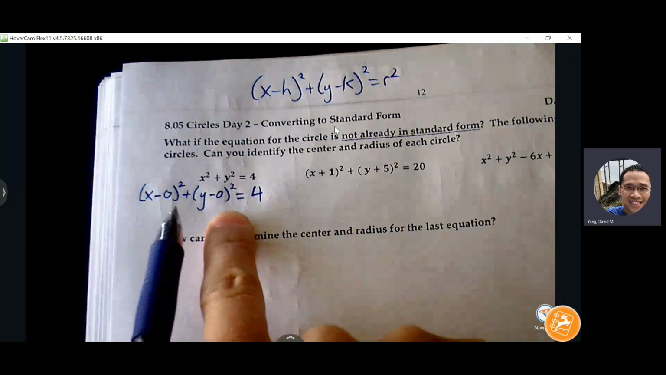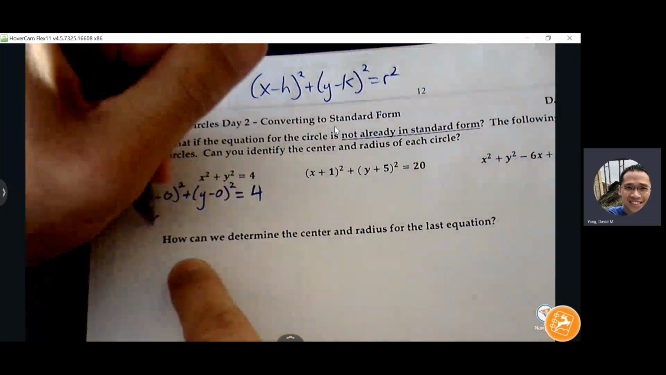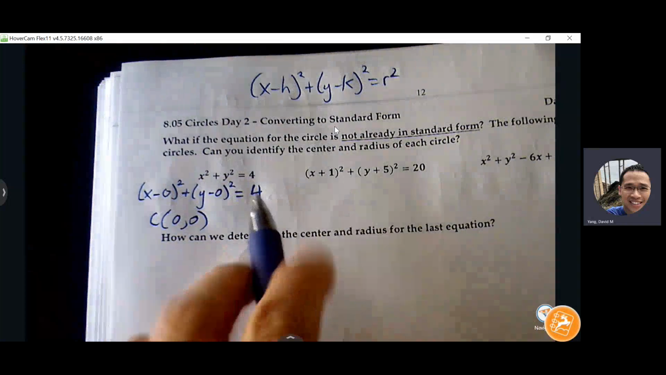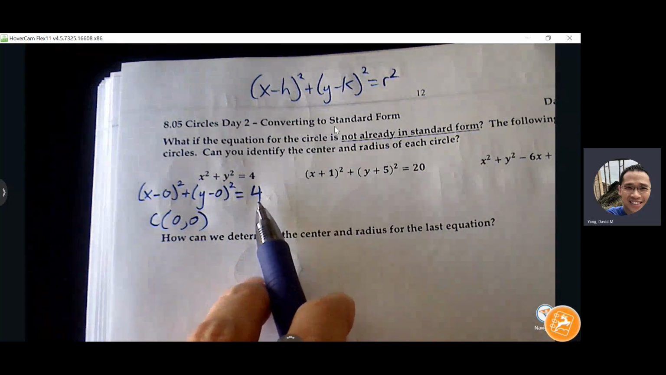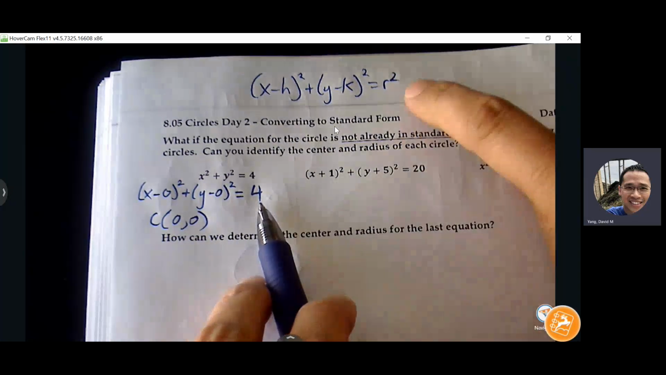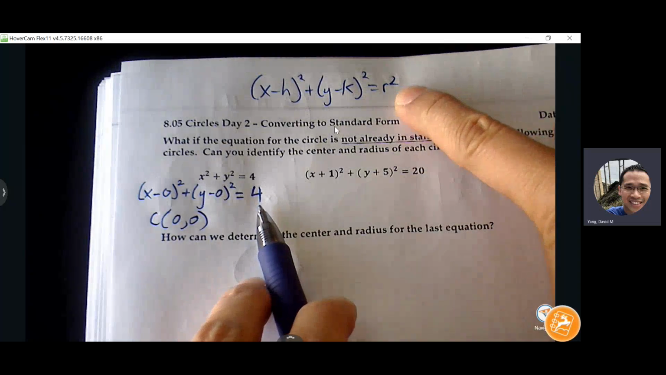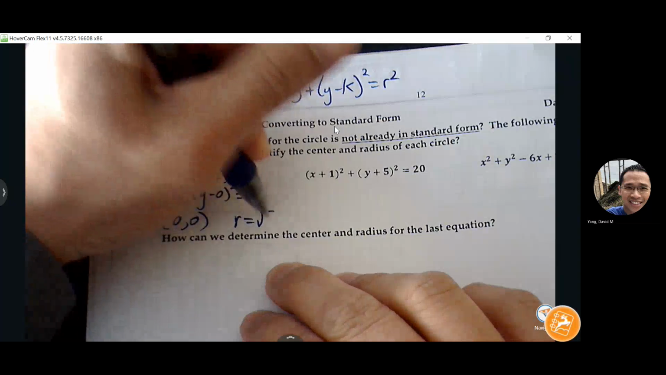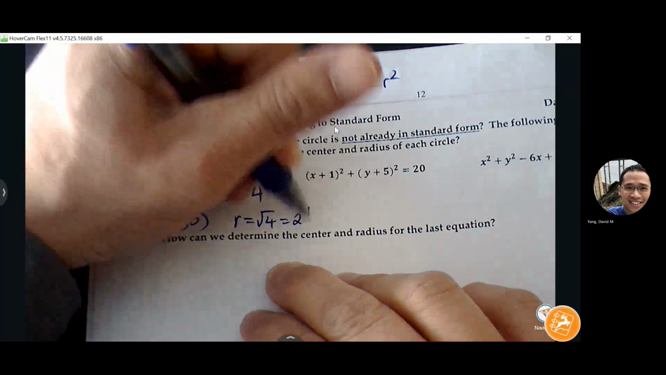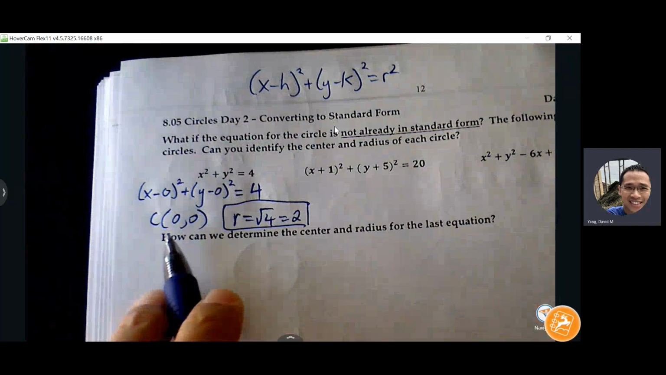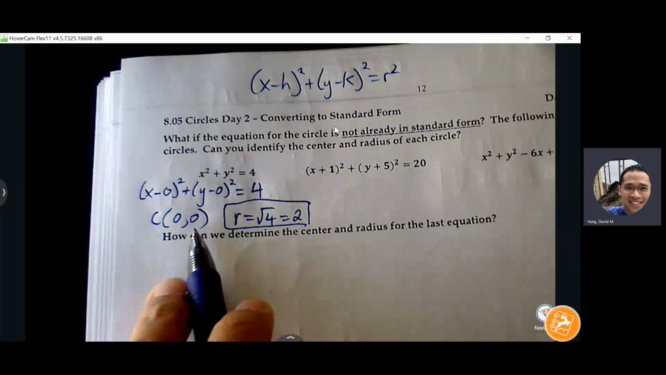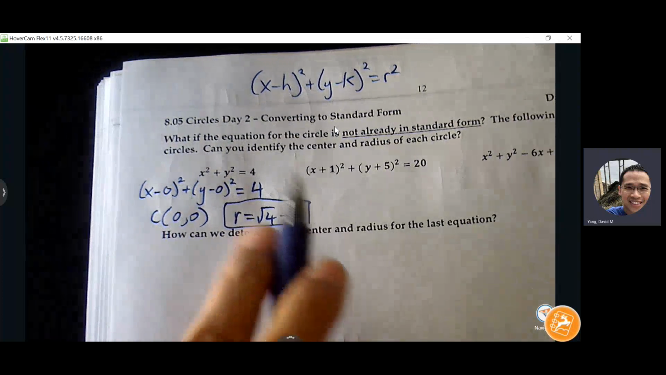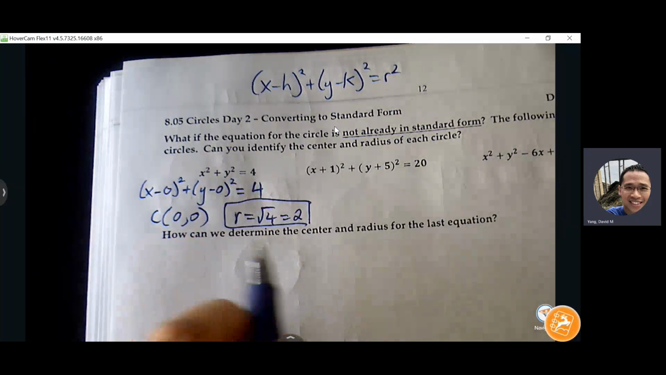What's the center of this circle here? 0, 0. And this side is related to the radius, but it's not usually the radius. So what do we need to do to get down to the radius? Get the square root, right? So the square root of 4 is 2. Okay. And we talked about how if we want to graph a circle, we plot the center, and then we go up and down, left and right 2 units, and we use the 4 points to create our circle.